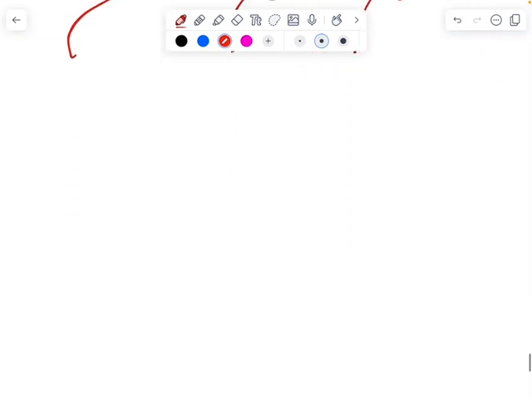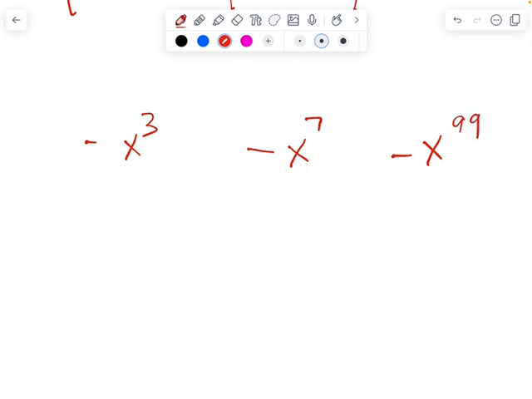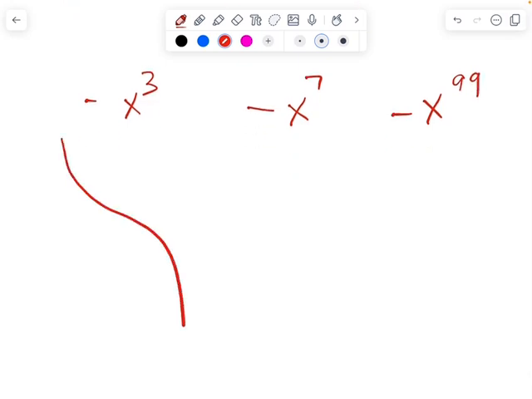Now, if I have a negative in front of it, negative x cubed, negative x to the 7th, negative x to the 99th, then it's going to change that. It's going to look like that. Might have some wiggles, but it's going to have that sort of end behavior.